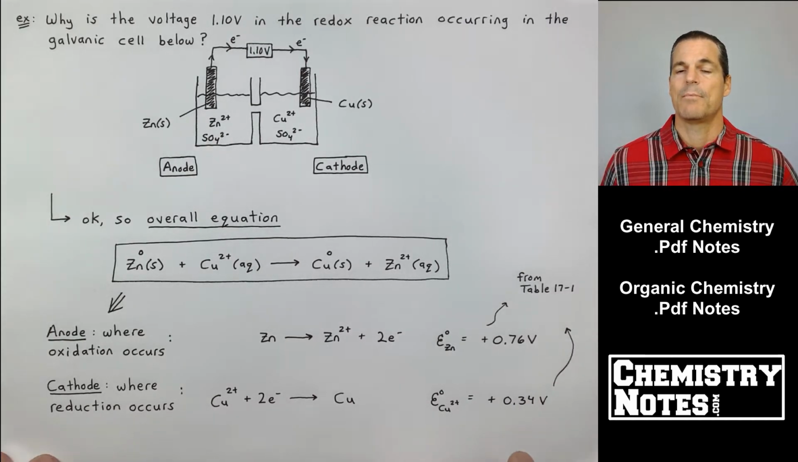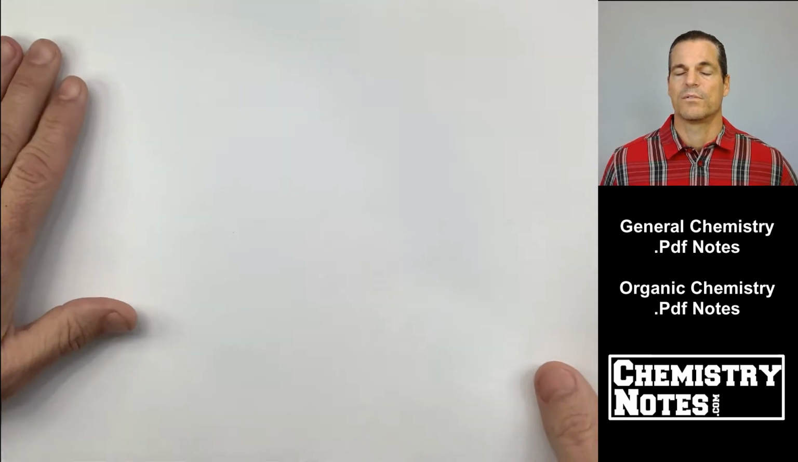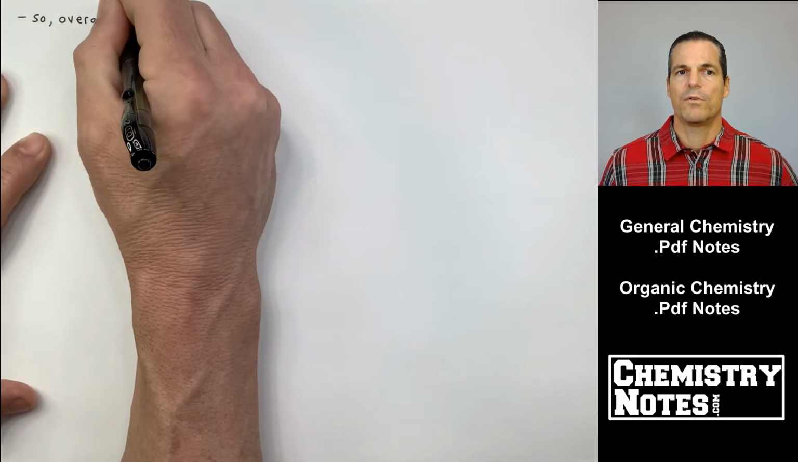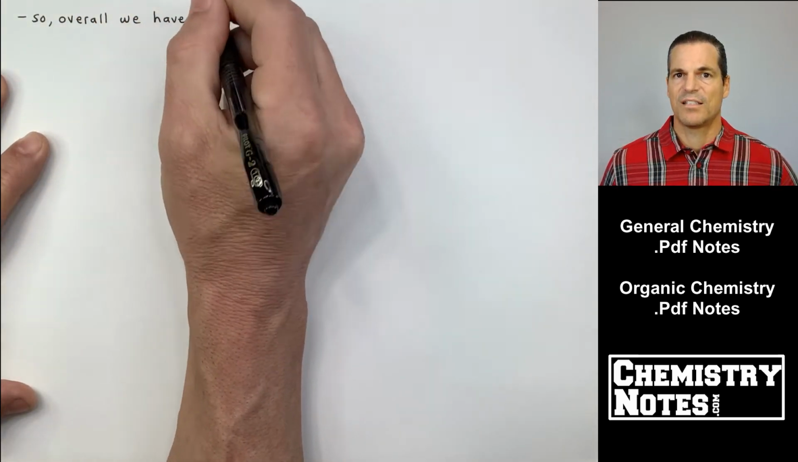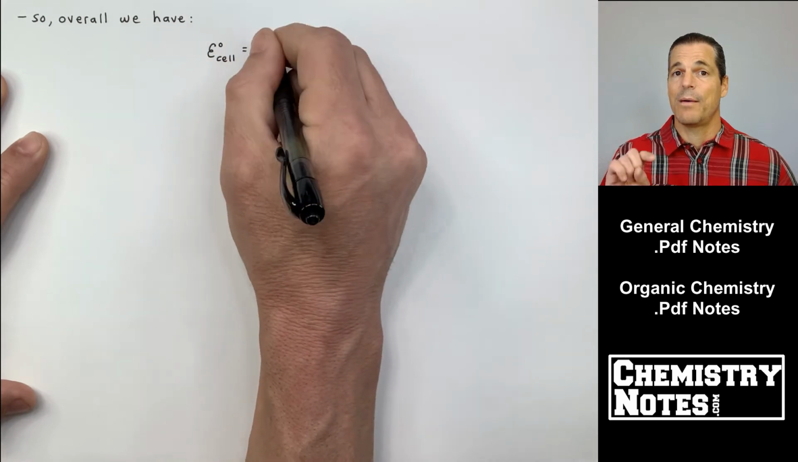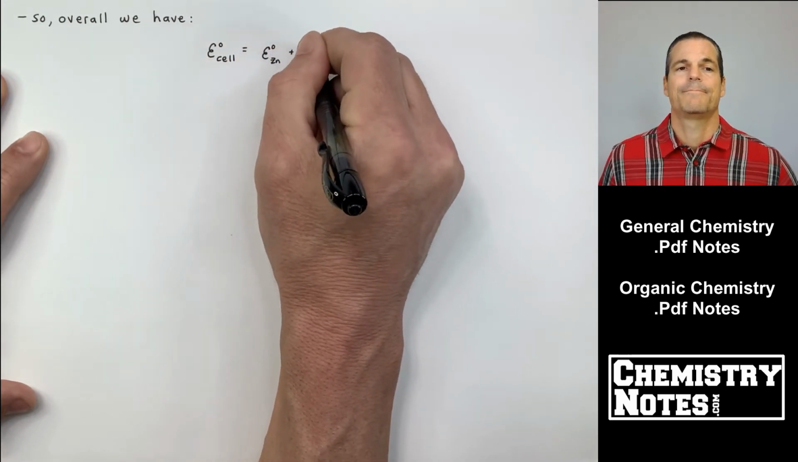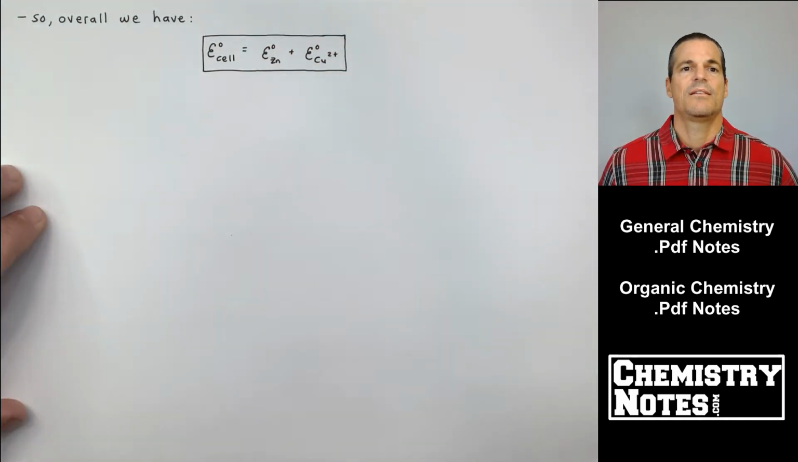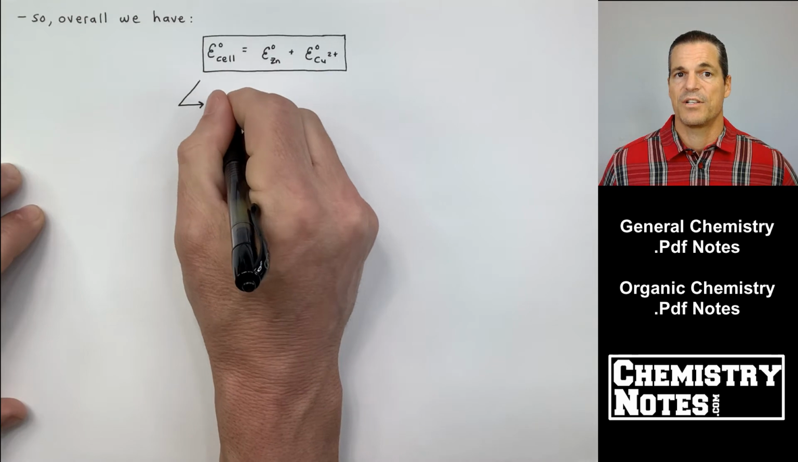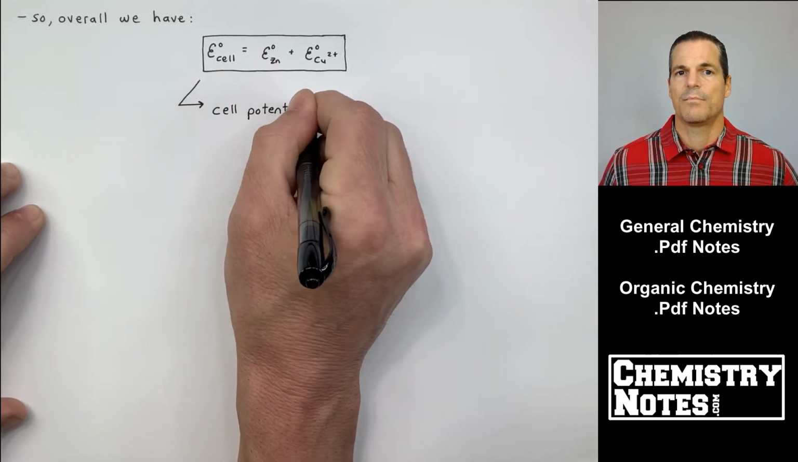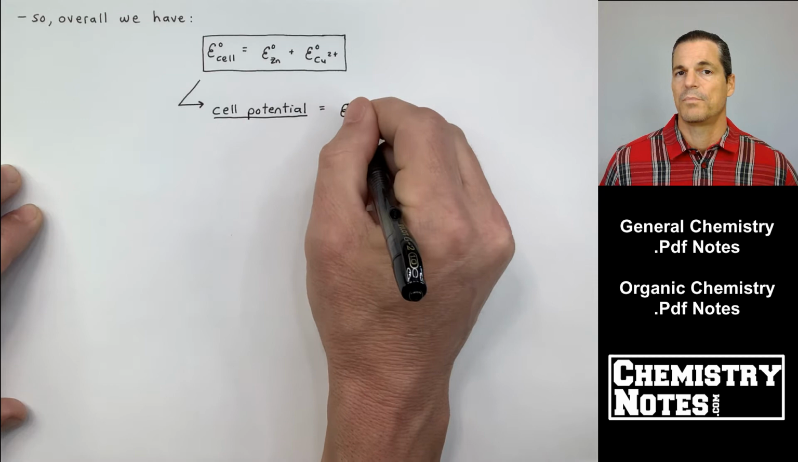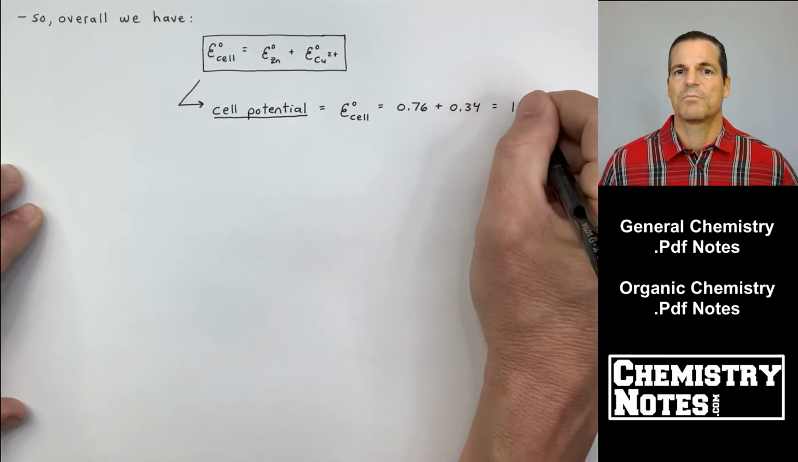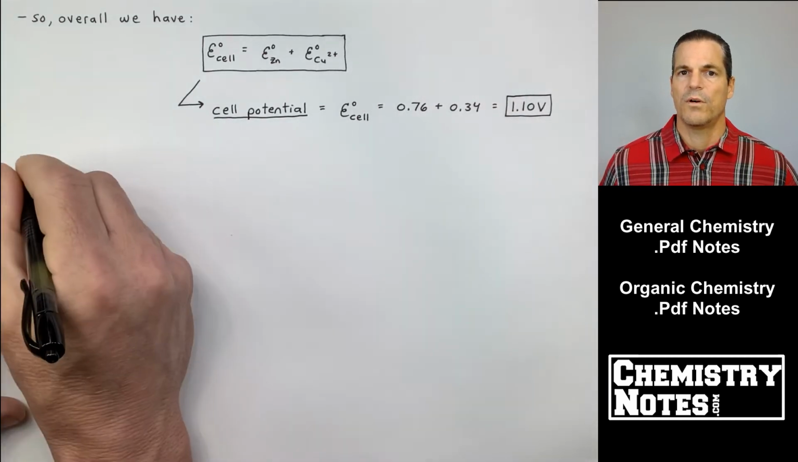And that one has a plus 0.34 volts. All right, so plus 0.34 volts for my oxidation half reaction. I had to look that one up as a reduction and flip it, okay? So overall, my cell potential is the potential of the half reaction for zinc and the potential for the half reaction for copper 2 plus. So my cell potential, Ecell, is equal to 0.76 plus 0.34, 1.10 volts.